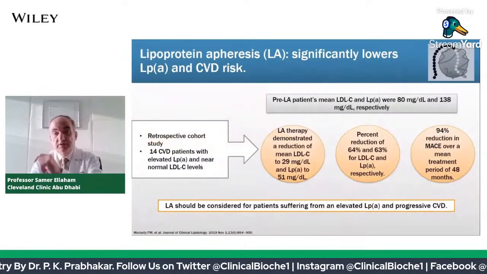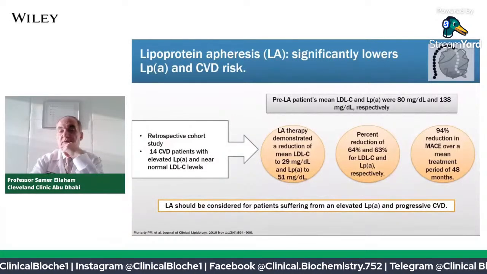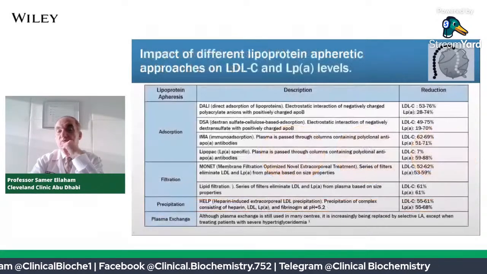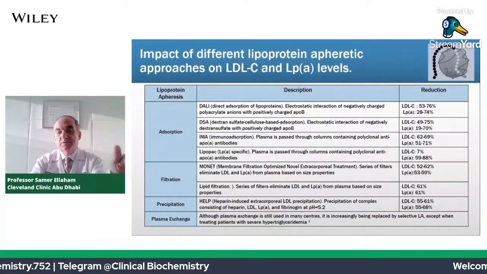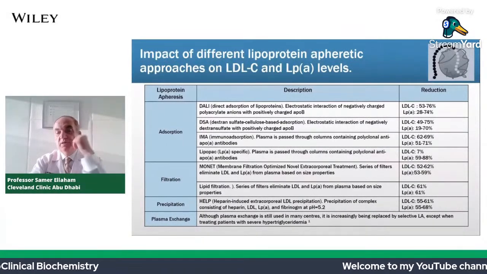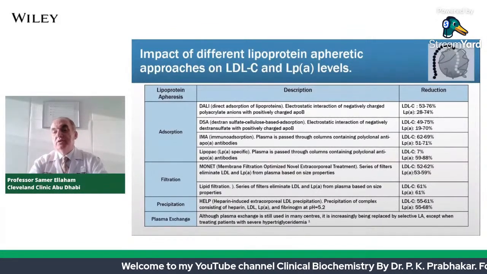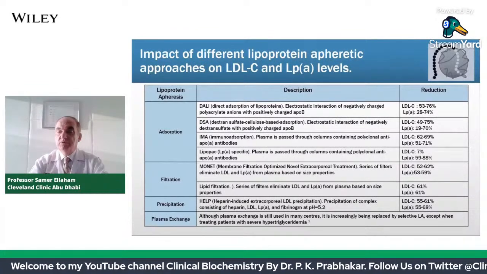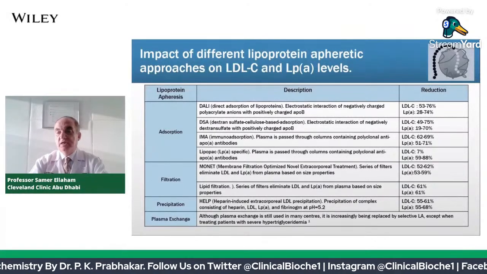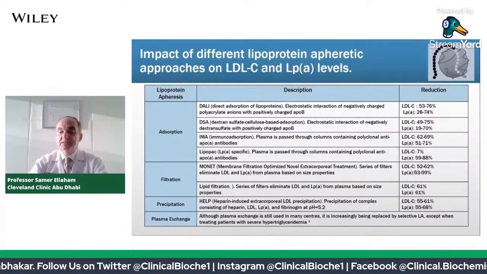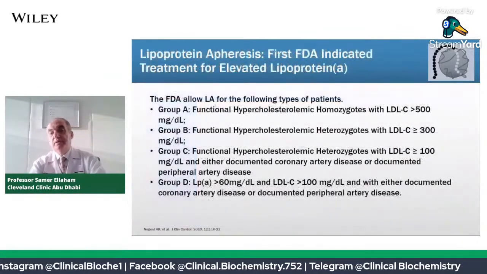And this is one of the studies looking at this, and you could see how it can remarkably lower the Lp(a). There are also outcome data on this, and there are different ways you could do this. There's absorption, filtration, precipitation, and plasma exchange, which is rarely used. And you could see on the right-hand side the reduction, which I've summarized for you, which is the LDL lowering, but also an Lp(a) reduction of up to 74%, 70%, 71%, 88%, and 59%, 60, and 68%. So clearly, it's a very efficient way to lower Lp(a).